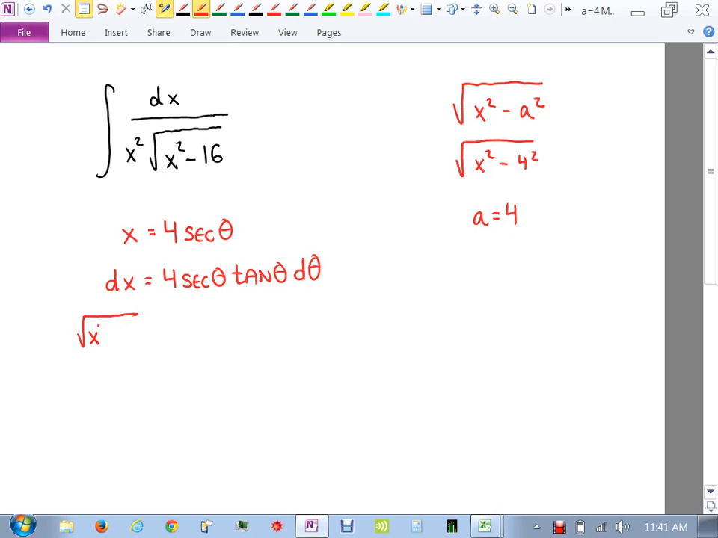The square root of x squared minus 16 turns out to be what? 4 tangent theta. I didn't work it out. I just, yeah, that's fine. You can do it right here. Look at what x squared is, everyone. 16 secant squared theta minus 16, you can pull a 16 out. Square root of 16 is 4. Underneath here still is a secant squared theta minus 1. What is secant squared theta minus 1? Pythagorean identity. It's tangent squared theta. Square root of tangent squared theta is tangent theta.